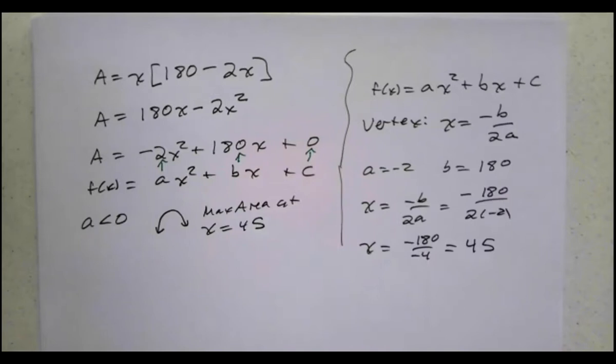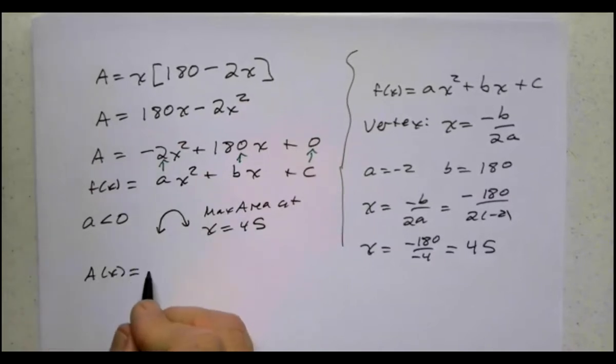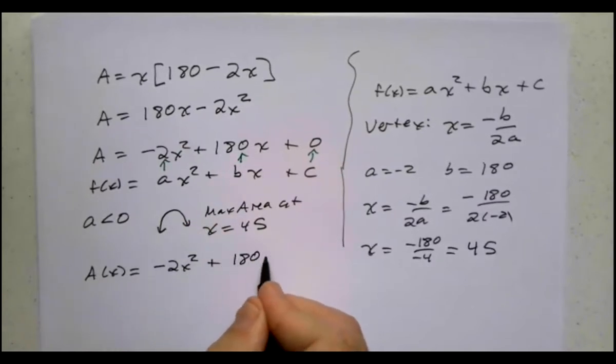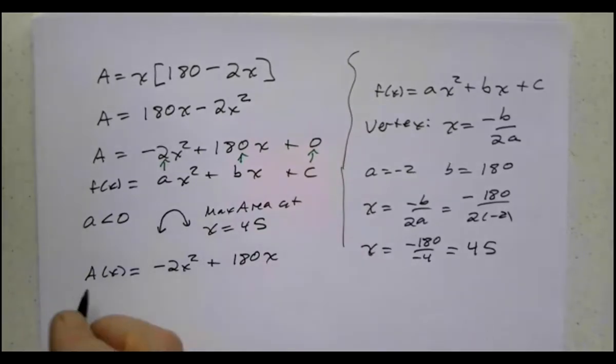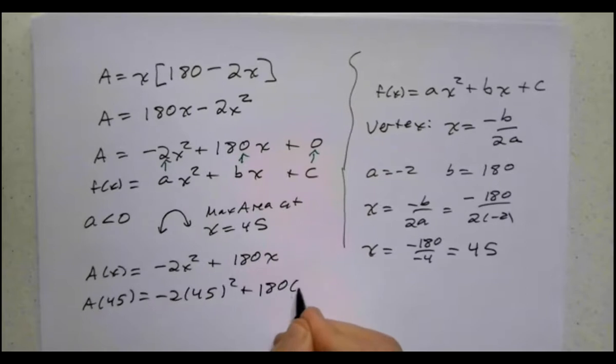What is the maximum area? Well, I've got to plug 45 into that equation. So I have A of x is negative 2x squared plus 180x. Plugging in 45, A of 45 is negative 2 times 45 squared plus 180 times 45. What's that going to give me? It gives me 4,050.